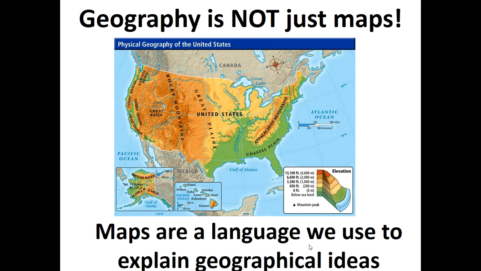Geography is not just maps. The maps are a language or a tool we use to explain the geographical ideas. What is geography? Geography is the study of our land, of our earth, and how the humans interact with it. So we're studying the physical land and how humans interact with it and how the land influences us. So it's not just maps.